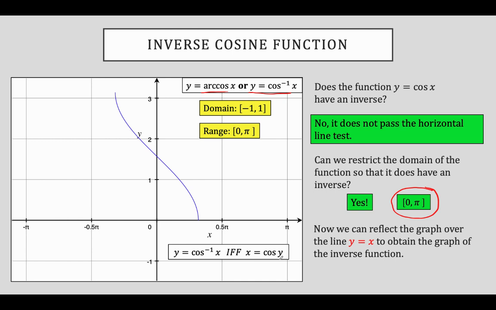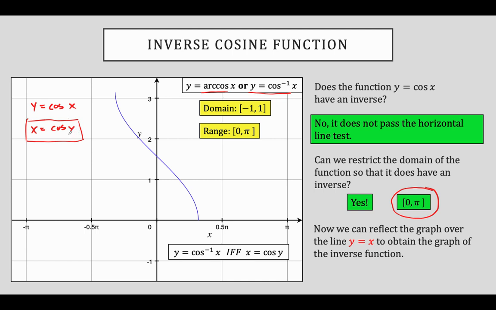And algebraically, again, if we start with our original function, y equals the cosine of x, to find the inverse of this function, we interchange the roles of x and y. x is equal to the cosine of y. This is the inverse function. However, we want to isolate y.